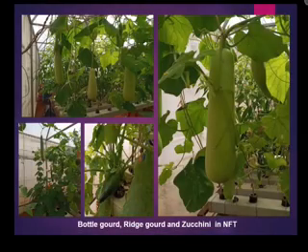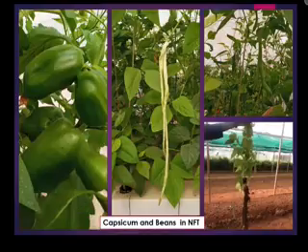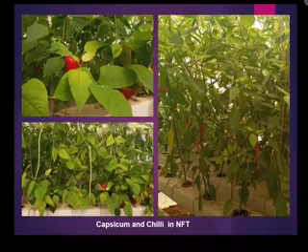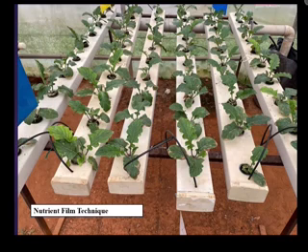Here you can see the ridge gourds and zucchinis, bitter gourds and all, which we have raised in our earlier NFT setups. So these are all just to show you which are the crops we can take up. Even capsicums, beans, chilies.